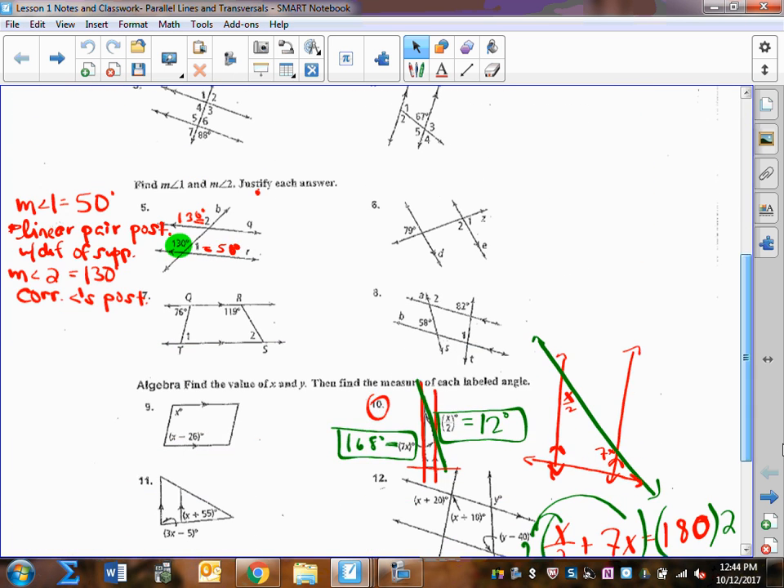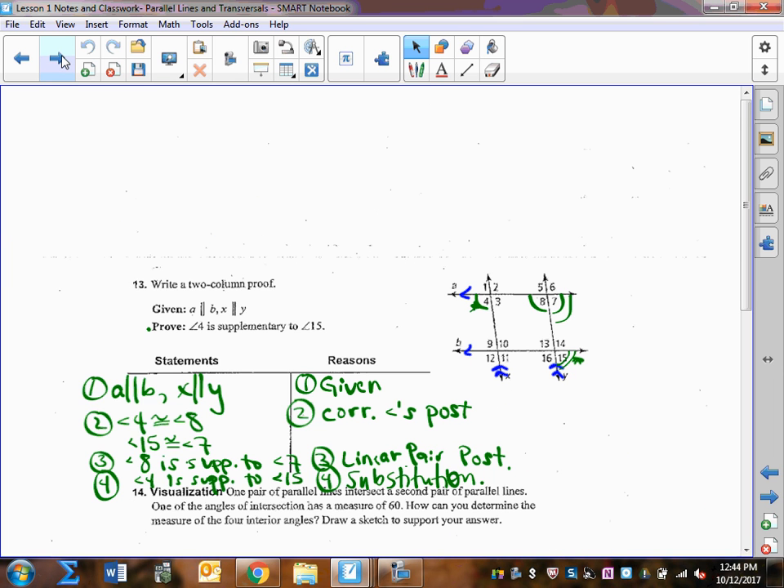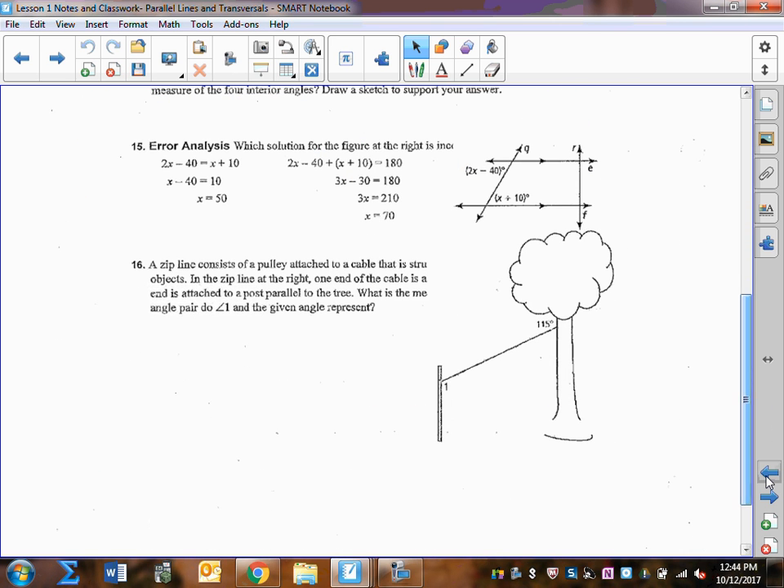Alright. I know I switched you guys up and you started working on this. I want to talk about one of the problems on the back side. As promised, I did put the key up on Blackboard so you can check your work to see if you messed anything up. We did our proof. I want to take a look at this tree one down here. So that's a good real-world application problem.